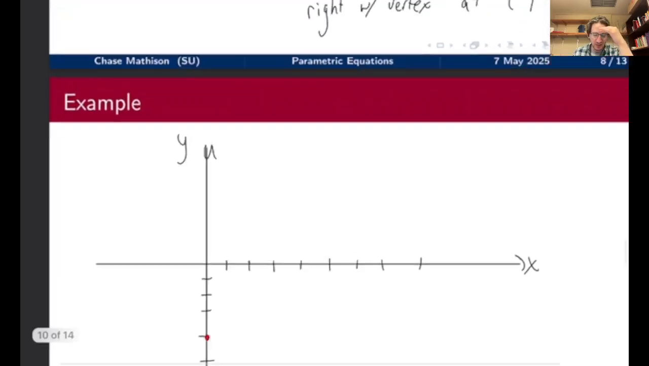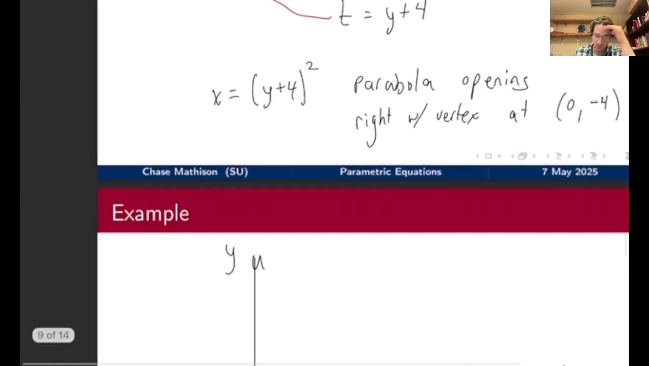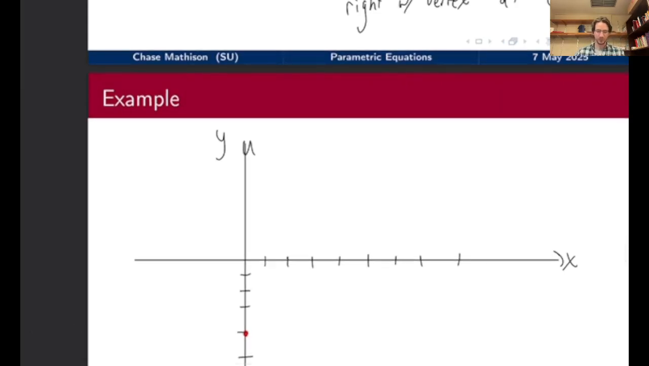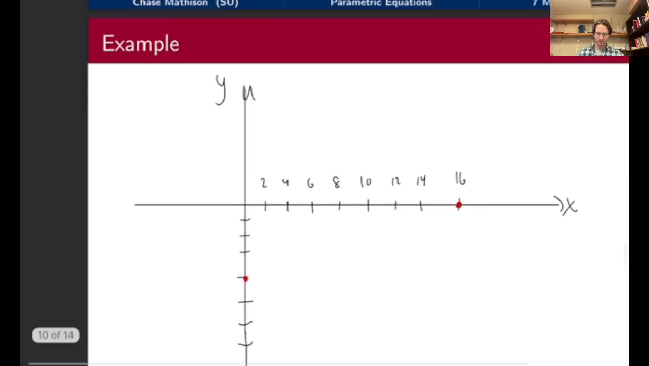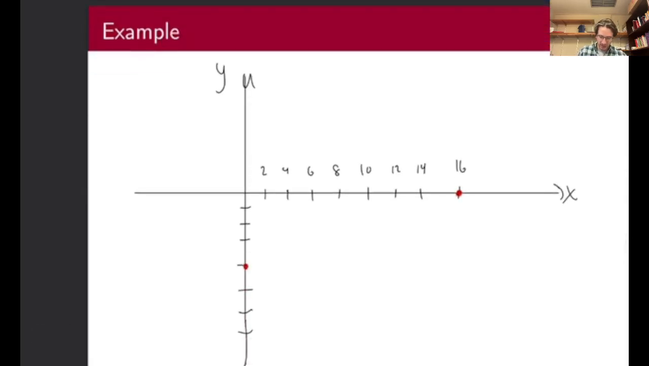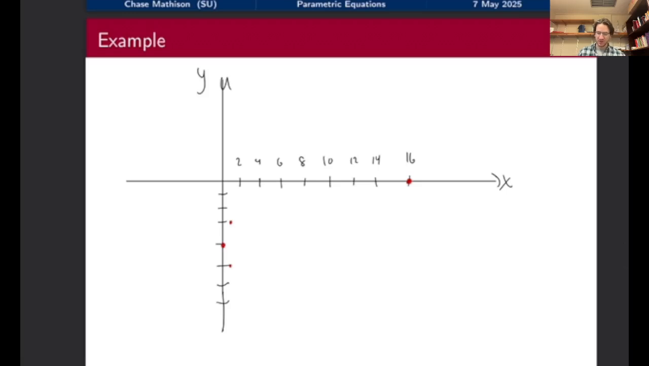It's also convenient to figure out, when y is 0, what do we get? Well, when y is 0, I get x is 16. Let me go by twos here: 2, 4, 6, 8, 10, 12, 14, 16. So when y is 0, I'm getting that right there. When y is -3, I'm getting x equals 1. So I'm getting that and that. This is a pretty stout parabola. Now that I've plotted a few points, let me connect them all smoothly.